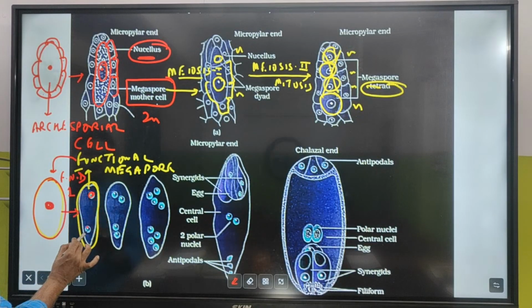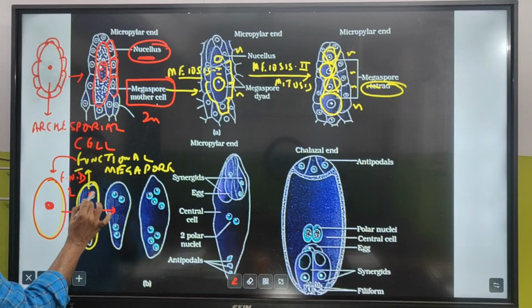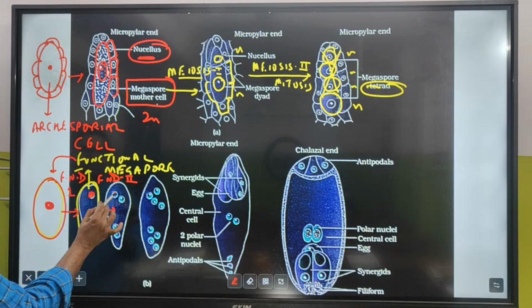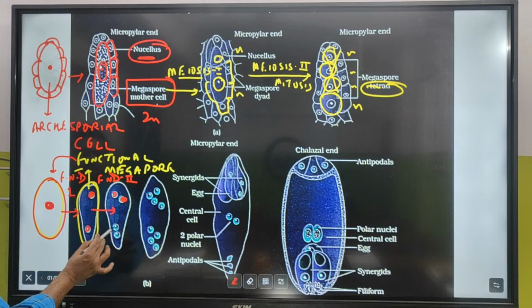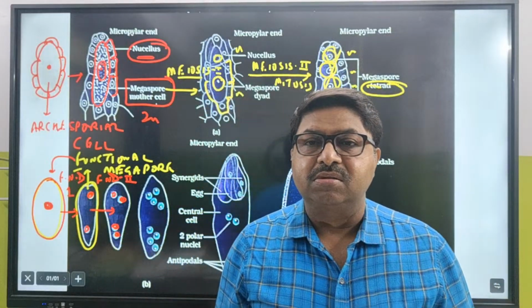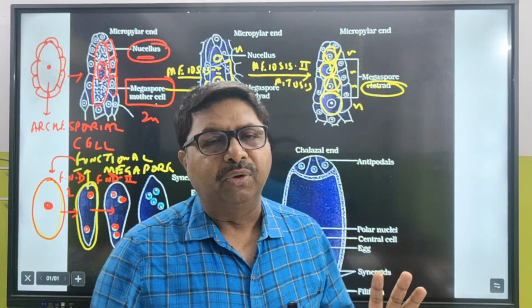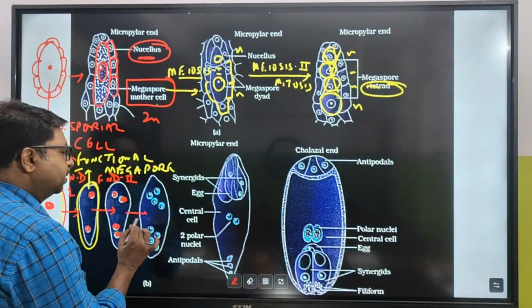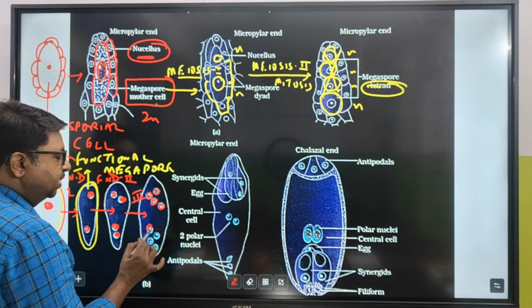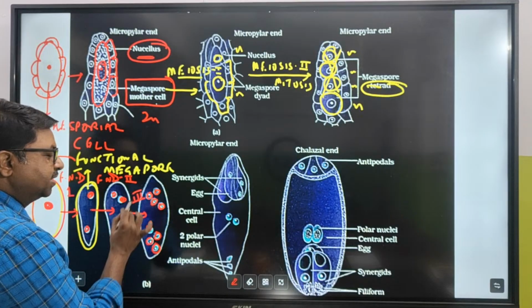It results in 2 nuclei. Again FND 2, free nuclear division 2. From this nucleus 2 nuclei are formed, and from this nucleus 2 nuclei are formed, without cytokinesis. That means now one cell contains 4 nuclei. And there is free nuclear division number 3, resulting in 8 nuclei. So one cell, 8-nucleated stage.